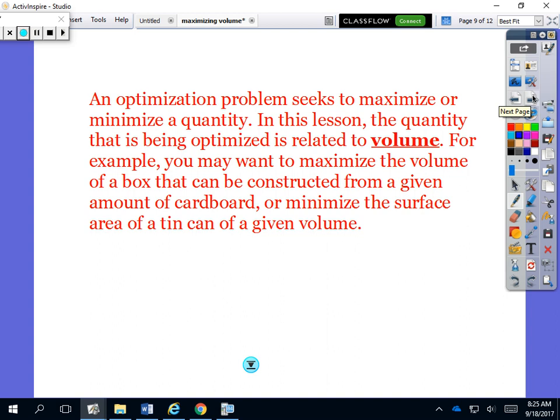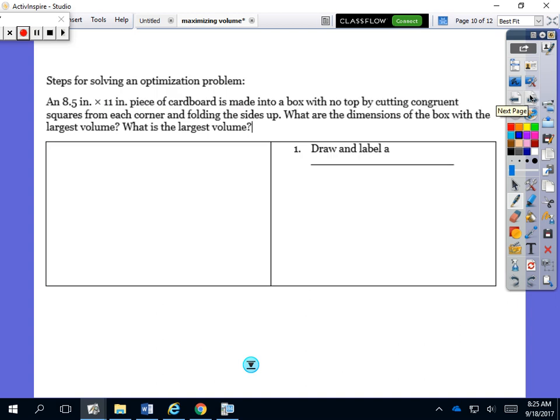So an optimization problem seeks to maximize or minimize some quantity. In this case, it's going to be volume. For example, you may want to maximize the volume of a box, like the one we did for the warm-up, from a given amount of cardboard, or minimize the surface area of a tin can. We're just going to focus on the box today, because this is a new concept for you guys, and I want you to get this down.